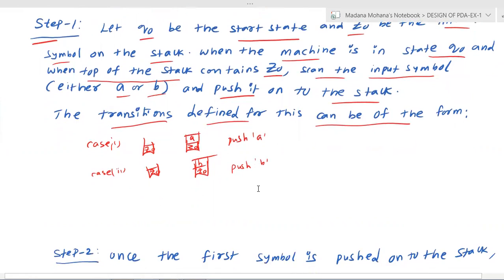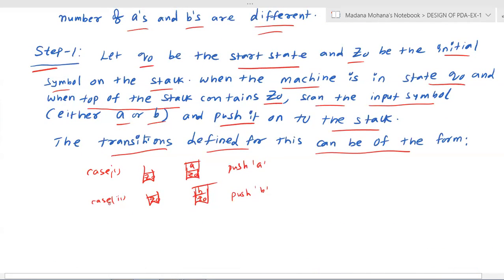Now the corresponding transitions are as follows. For the first case, the transition is defined as delta of Q naught, A, Z naught. Here we don't change the state, so the machine remains in the same state Q naught. Now A is pushed onto the stack and placed at the top, and Z naught remains the same. This is the transition corresponding to case 1.